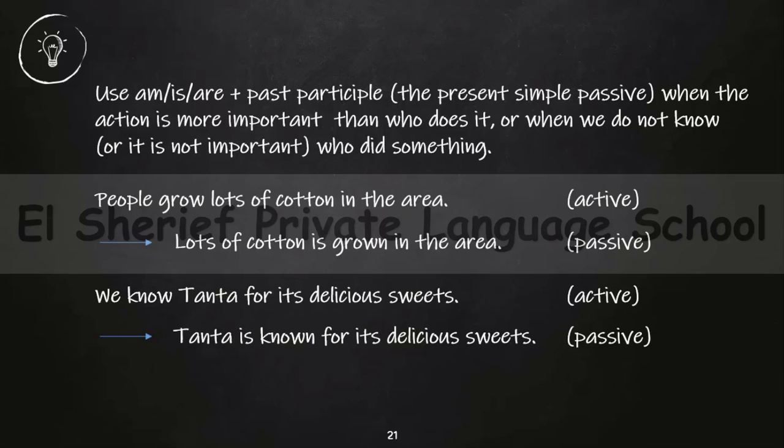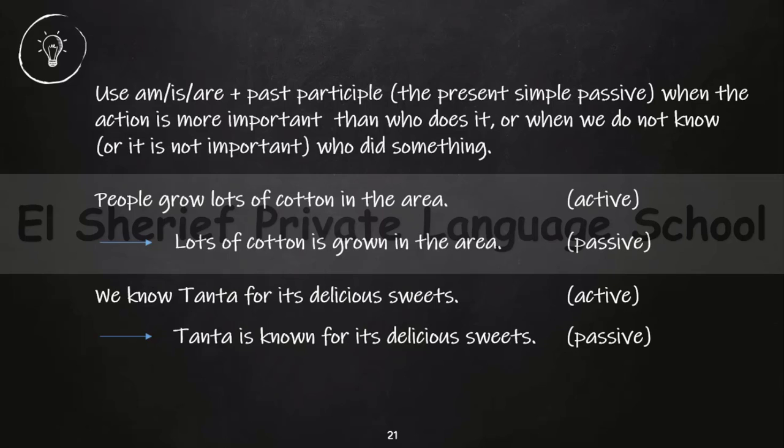So how to get the form of the passive out of the active one? As you can see, people is the subject, grow is the verb, lots of cotton is the object, so we start with the object. I said lots of cotton, this is the object, and then I put am or is or are. So cotton, as I said, is an uncountable noun, so it will take is. And we will put the verb grow in the third form, or the past participle, and it will be grown. And we will just complete the sentence without putting the subject, because here we do not focus on the subject. We know Tanta for its delicious sweets.